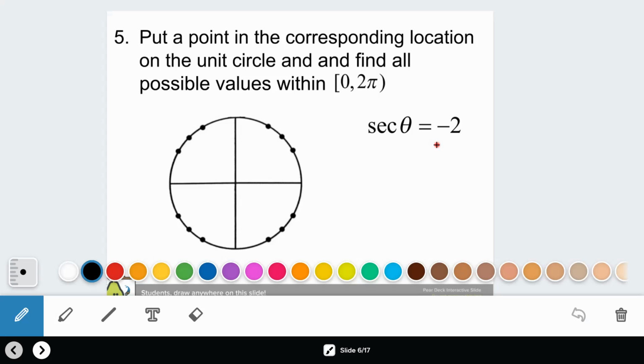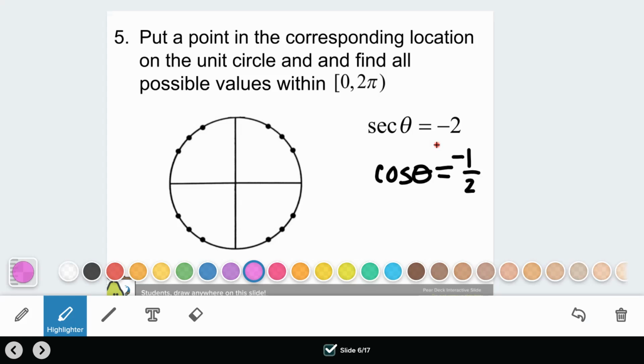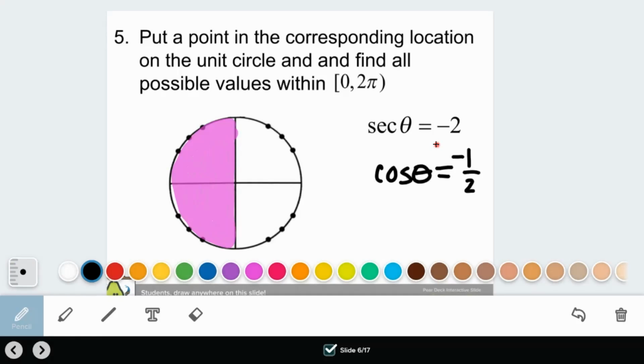On number 5, same idea, but this is a secant. Now remember, S doesn't go with S. So the reciprocal of a secant is a cosine. And if my secant is a -2, that means my cosine is the reciprocal, which is a -1/2. So I want to figure out where my cosine is negative to start with. And my cosine is negative in quadrants 2 and 3. So this is where I'm going to focus myself. And I want my cosine, which is my x, to be -1/2. So I'm going to be thinking short, long.